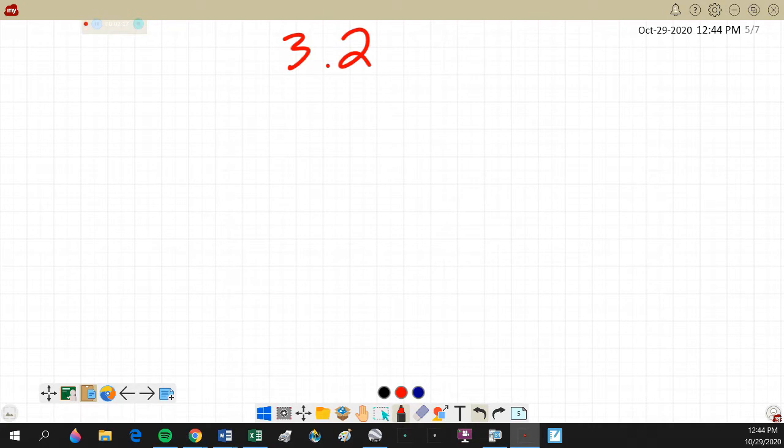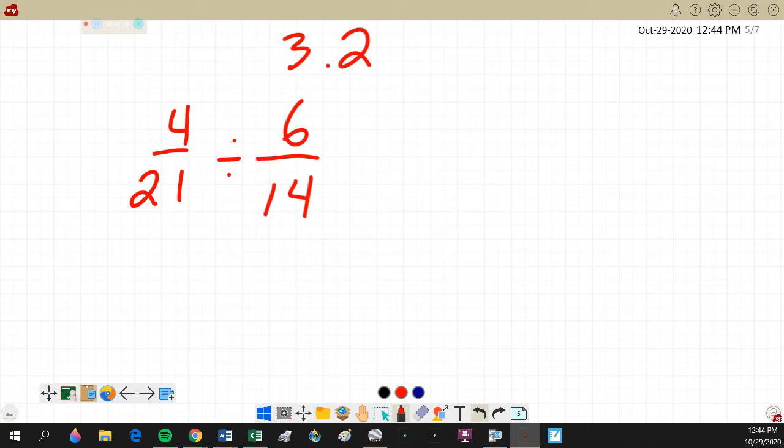What if we had 4 over 21 divided by 6 over 14? Hope I didn't do it again. How do you divide two fractions? You just flip and times it, as Tom likes to say. Which one do you flip? The one that's being divided. Or, sorry, the one doing the dividing. So we flip this upside down.